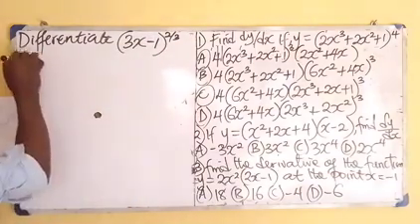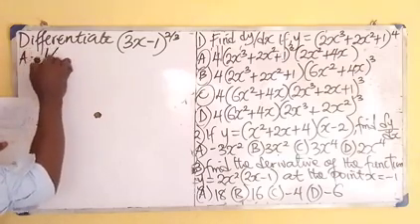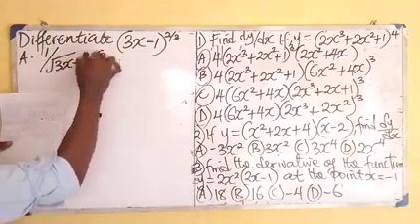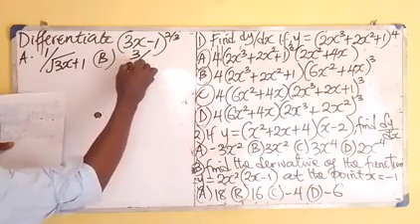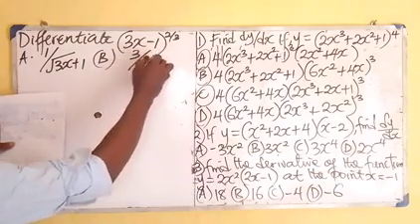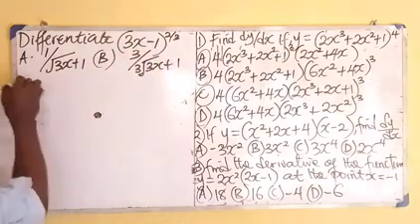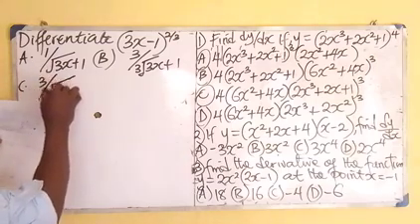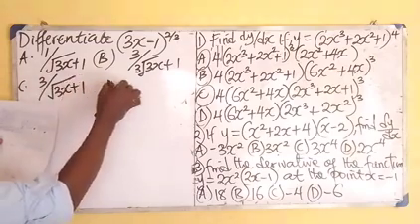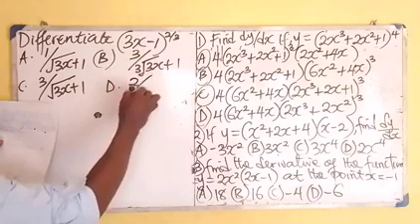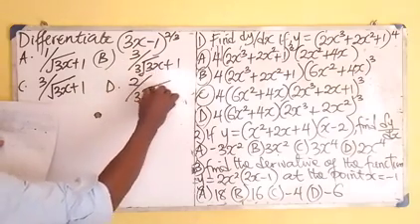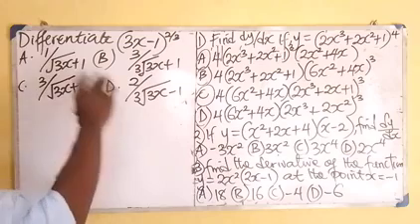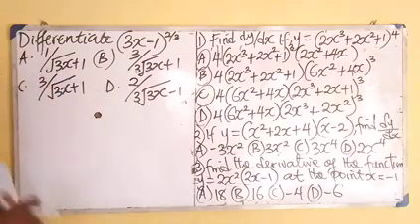The options are: option A, I have 1 over the square root of 3x plus 1. Option B, I'm having 3 over the cube root of 3x plus 1. Option C, I'm having 3 over the square root of 3x plus 1. Option D, I'm having 2 over the cube root of 3x minus 1. So let's check which of the options best expresses the answer.